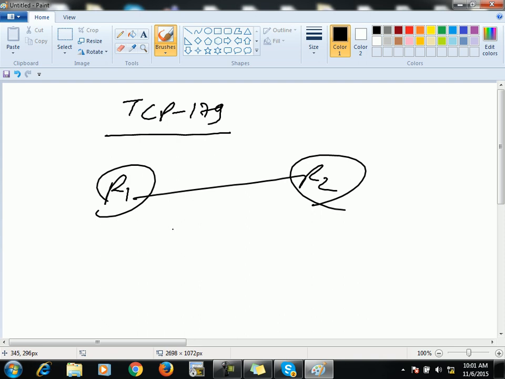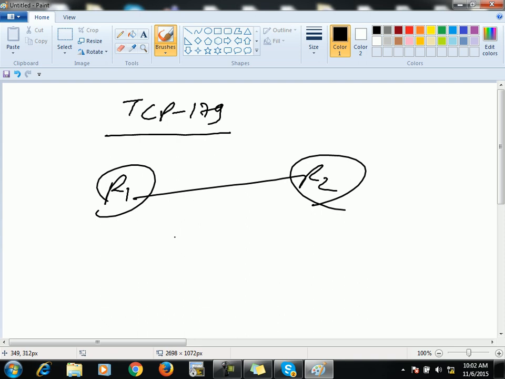All types of messages in BGP will be forwarded over the TCP connection, right? If the TCP connection doesn't come up, in that case BGP will never send any single packet. So the very first requirement in BGP is to form a TCP connection, to perform the three-way handshake, right? And then only can BGP send any type of message.